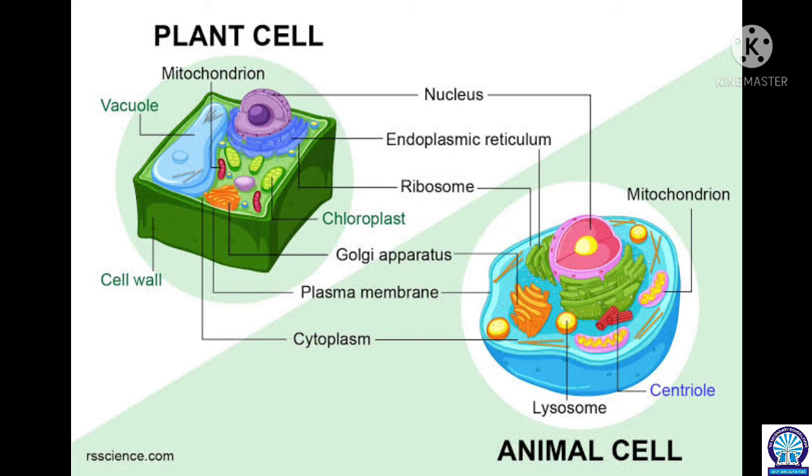And considering a plant cell, it consists of a cell wall which gives extra protection, that is, the outer covering of a cell. Then it contains chloroplast which helps in photosynthesis. Then a big vacuole is present in the plant cell, which is the excretory part of the plant cell. So these are the differences between plant cell and animal cell.